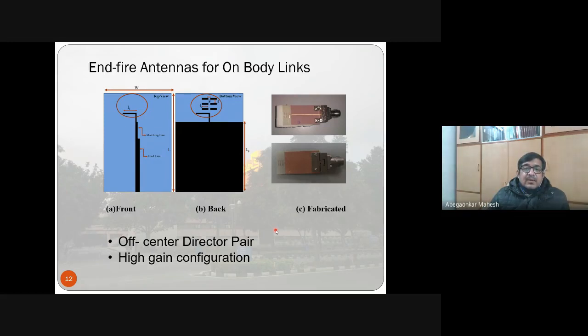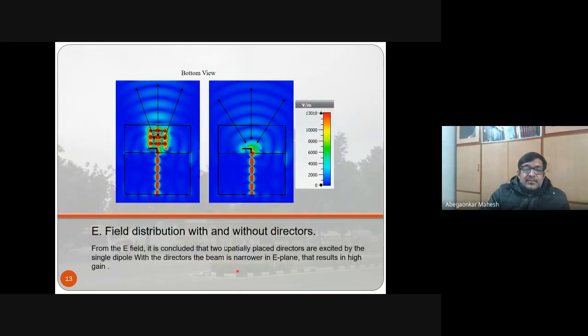Okay. This figure shows the electric field distribution, E field distribution, with and without directors. The figure on the right that I'm showing with the mouse here is without the directors. If there are no directors, the beam is quite broad. The beam is broad, it also means the gain is small. Now the figure on the left shows the antenna with directors. As you can see, the red color here indicates more field. You can read the scale here. The red color indicates more field. Blue color indicates less field.